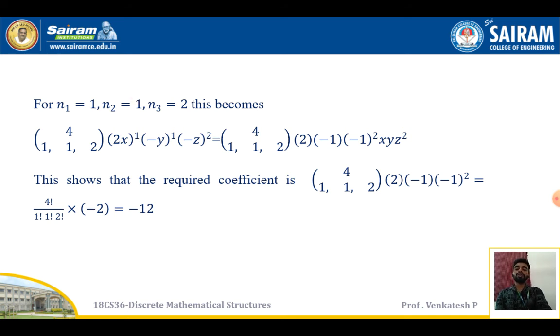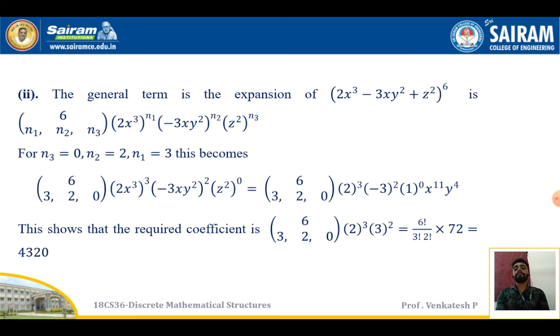So this becomes 4 combination with 1, 1, 2, (2x) power 1, (minus y) whole power 1, (minus z) whole power 2. Expanding this, I'll be getting 4 combination with 1, 1, 2, 2 times (minus 1) square x y z square. Now taking the coefficient of x y z square, I'll be getting 4 combination with 1, 1, 2, 2 times (minus 1) square. On expanding this combination, I'll be getting the value minus 12.